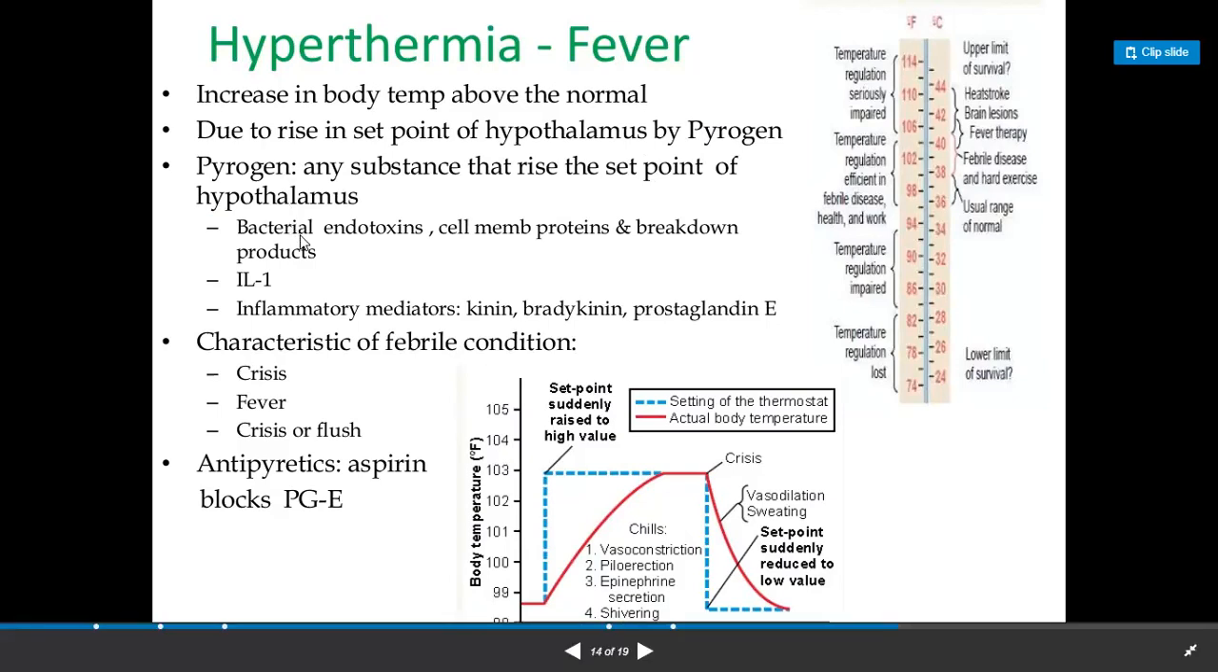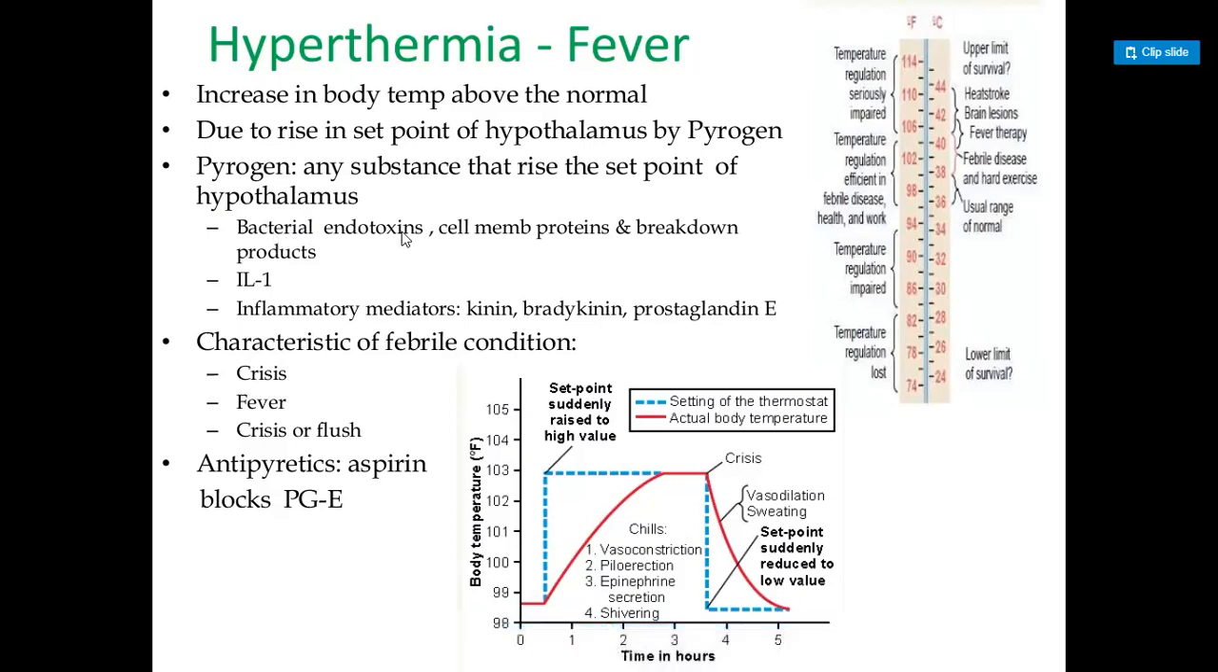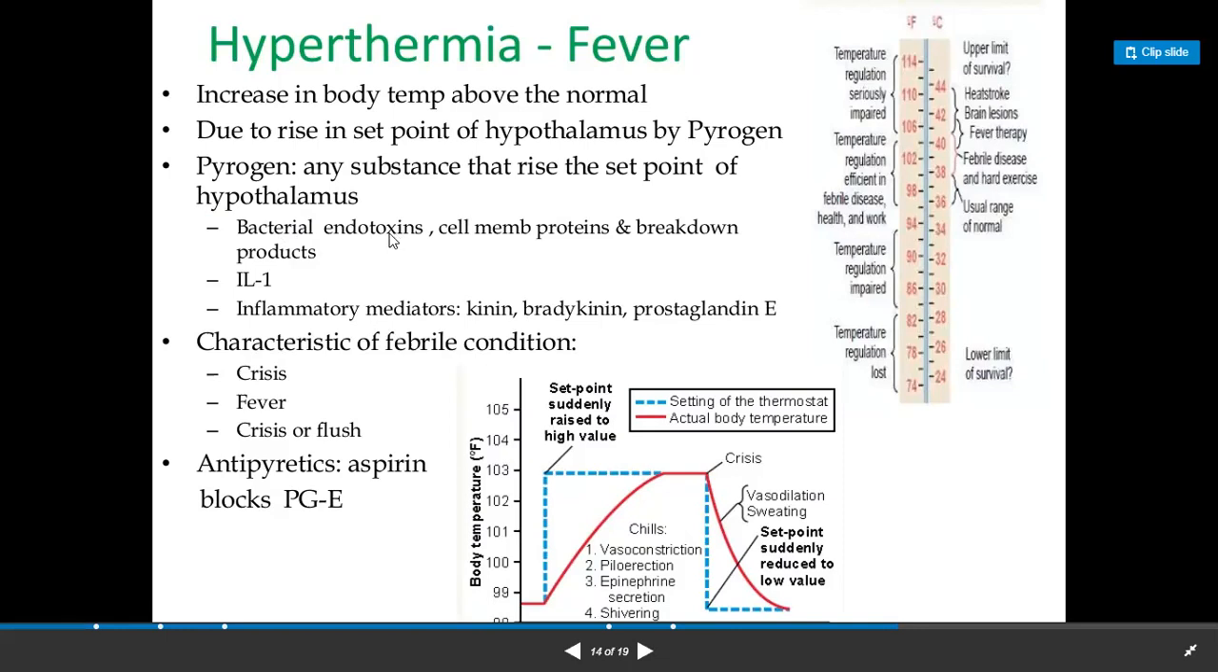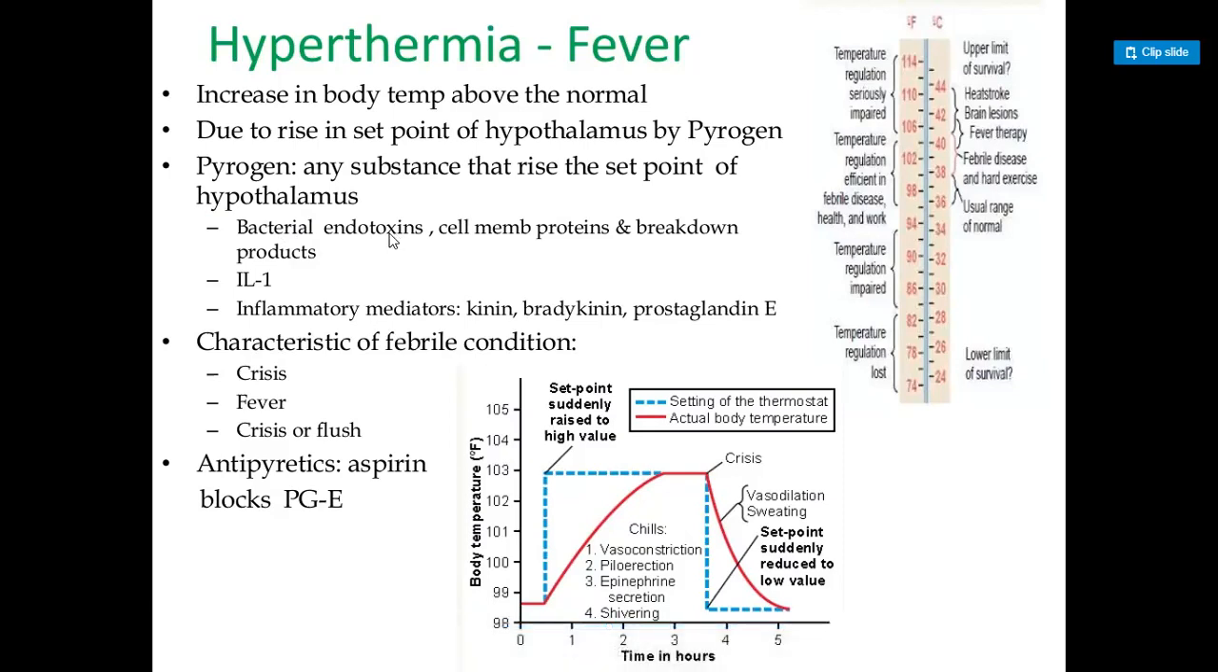Examples of pyrogens are bacterial endotoxins. When somebody has a bacterial infection, most times the person takes a drug, an antibiotic. That antibiotic goes to kill the bacteria. And once that bacteria is killed, the bacteria releases what is called an endotoxin. And that endotoxin acts as a pyrogen, which increases your body temperature. So sometimes you could take an antibiotic and it causes an increase in temperature.